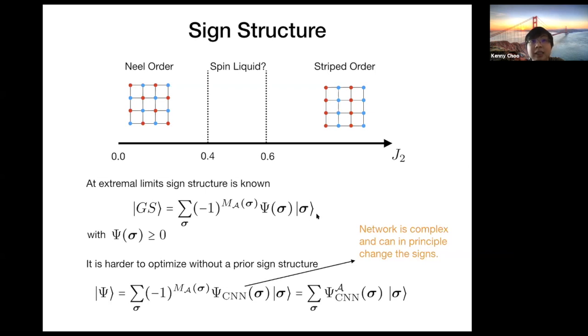So the reason this is important is because it's much harder to do the optimization when we do not impose these prior sign structures. So for this work, we actually added this prior sign structure, but we still let the network be completely complex so that in principle, it can change the sign structure. So in our calculations, we usually try both limiting sign structures and pick the one that gave the better energy.